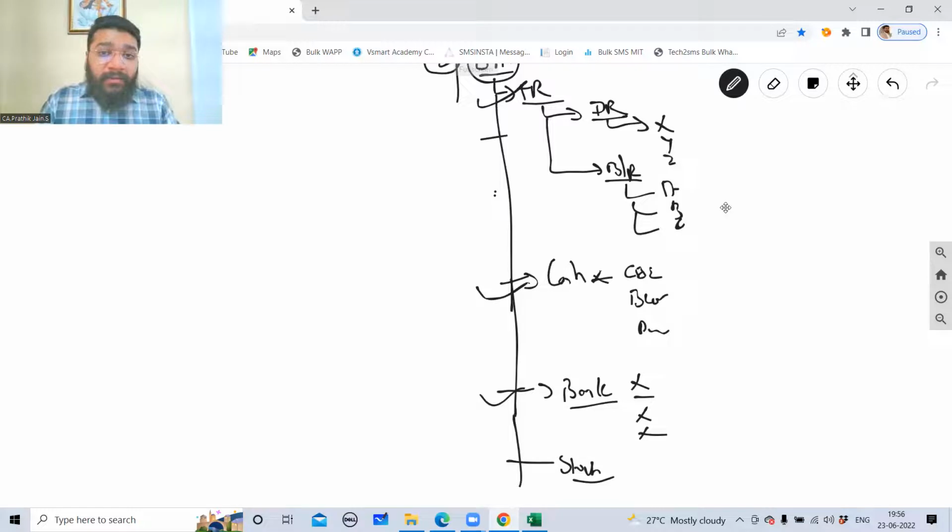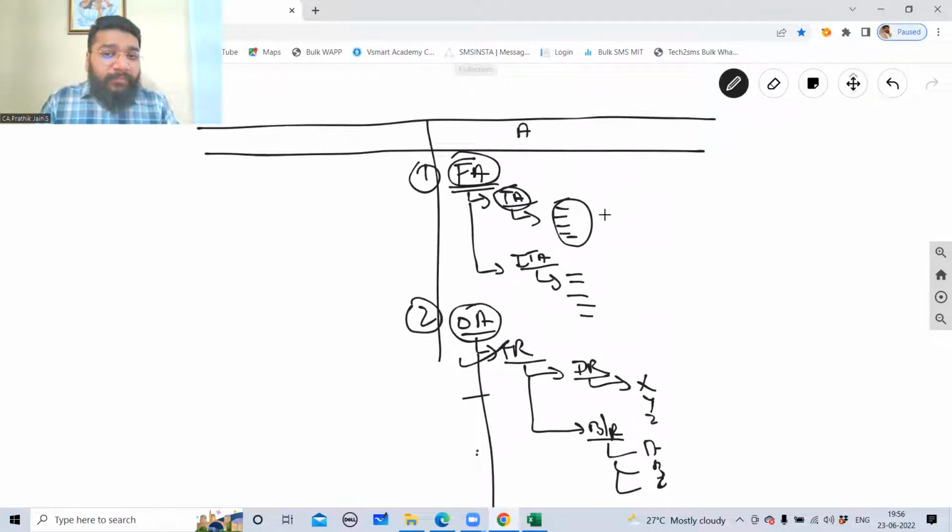Furniture comes under asset, no? Fixed asset, tangible asset. Furniture, it is fixed. Fixed means what?